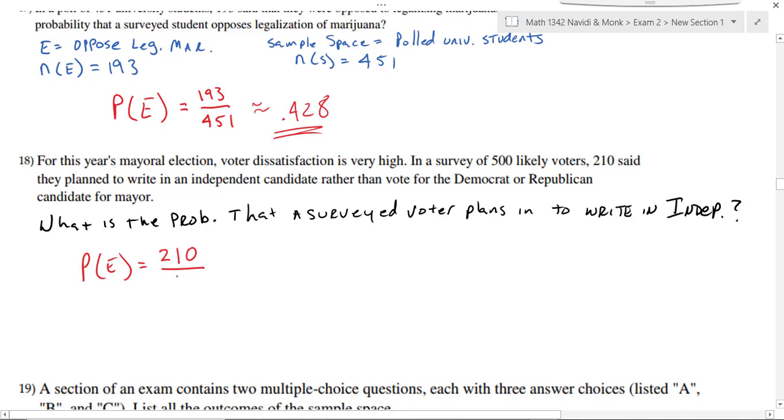Divided by the number of elements in the sample space, which is 500. And when you put this in your calculator, what do you get?